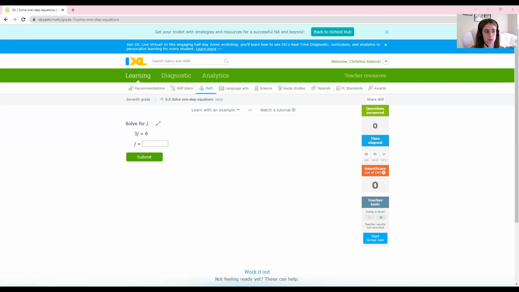Here we have our first problem, solve for J. I'm going to rewrite it over here so I have room to show my work. So 3J is equal to 6. The whole purpose, as we're told, is we want to solve for J. We want to find out what the value of that variable is. So it needs to be all by itself. It needs to be isolated, meaning we got to get rid of that 3.